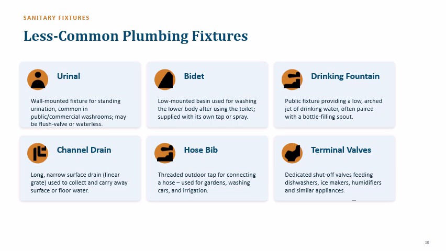Then drinking fountain, there is a public fixture providing a low arched jet of drinking water, often paired with a bottle-filling spot. And also channel drains, long narrow surface drains that are used to collect and carry away the surface or floor water. And hose bib, a threaded outdoor tap for connecting a hose, mainly used for gardens, washing cars, and for irrigation. Then terminal valves, dedicated shut-off valves feeding the dishwashers, ice makers, humidifiers, and other similar appliances.